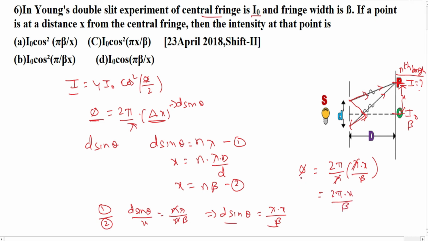Now if I substitute this phi here, what will I get? The resultant intensity at the point P, I is equal to 4I naught cos square phi by 2. Phi by 2 means 2 pi x by beta, that is phi, whole divided by 2. This 2 will get cancelled. Finally, I'll get the value of resultant intensity as 4I naught cos square 2 pi x by beta, which is option C. Actually, in this option, there should be 4.